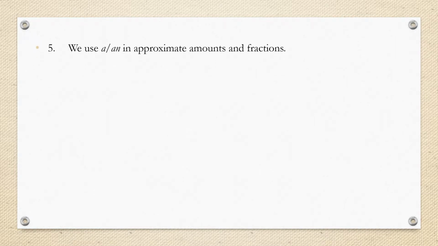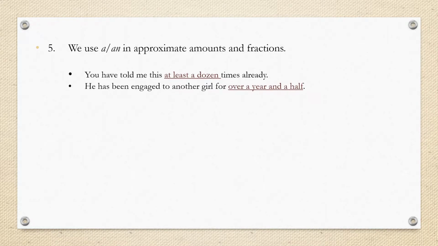We use a, an in approximate amounts and fractions. You have told me this at least a dozen times already. At least a dozen is an approximate amount. He has been engaged to another girl for over a year and a half. Over a year and a half is an approximate amount and a fraction.